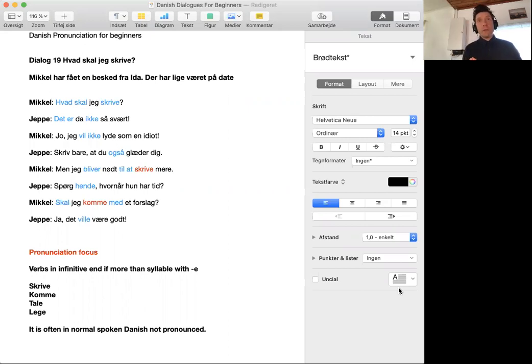than one syllable, usually ends in E. And that E is not spoken in normal pace Danish spoken language. Så skrive, komme, tale, lege. So write, come, to speak, to talk, to play, lege.